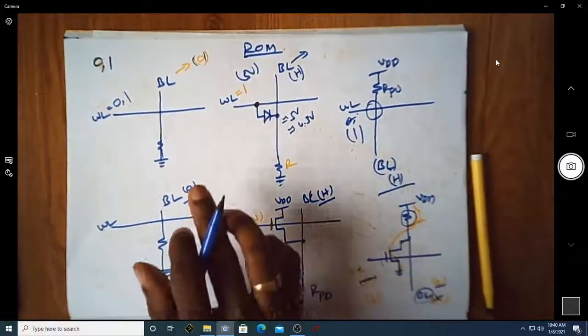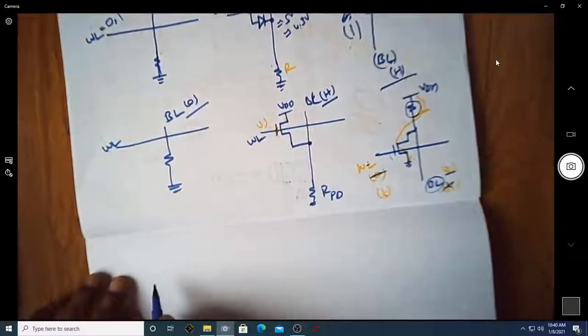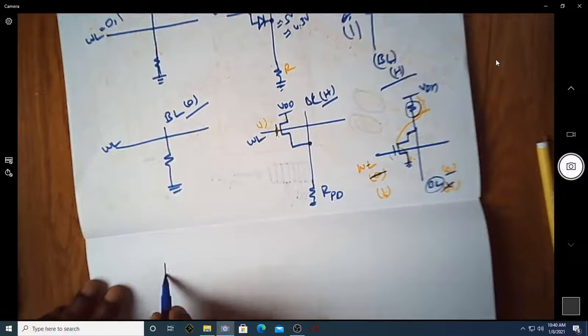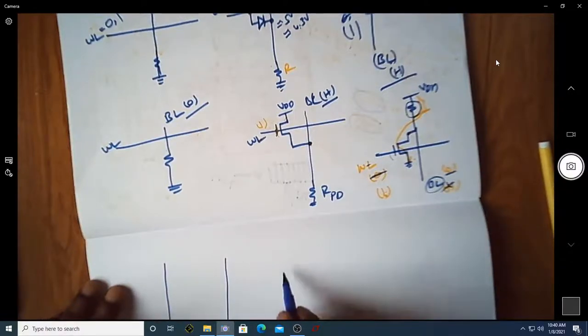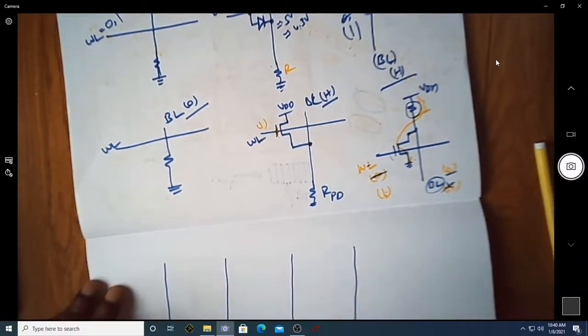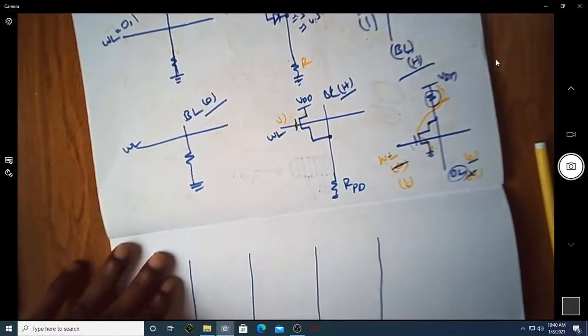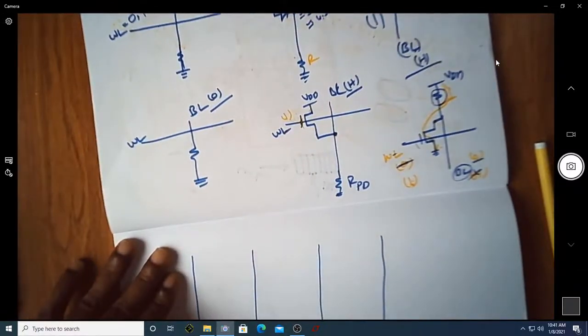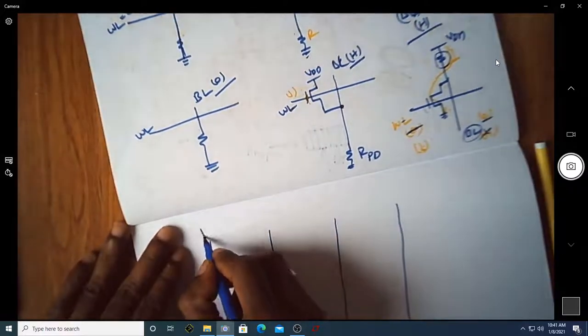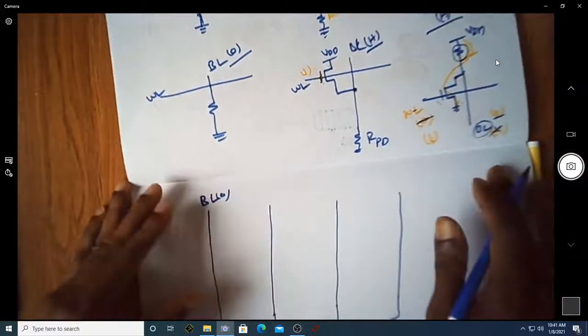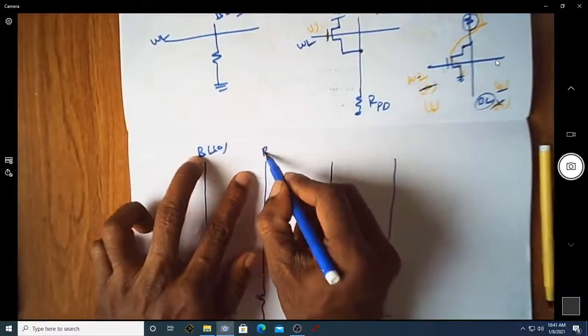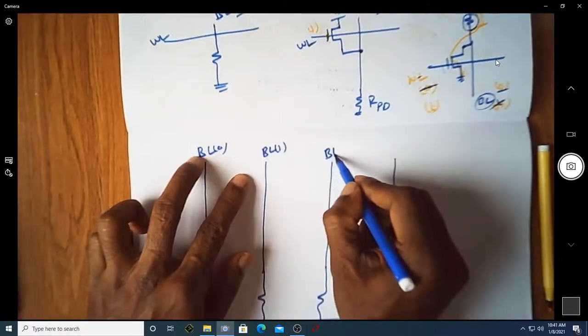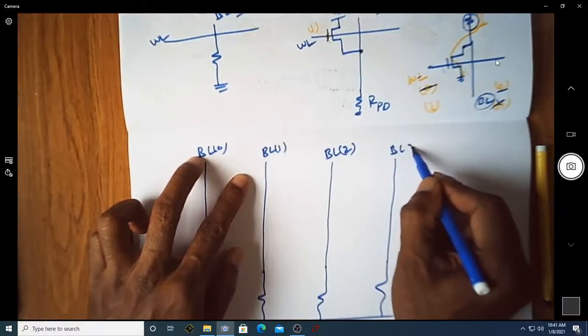So assume that I have n number of bits. Let me consider this as my pull down logic. This is connected to ground. Let me consider this is BL0, this is bit line 1, bit line 2, this is bit line 3.